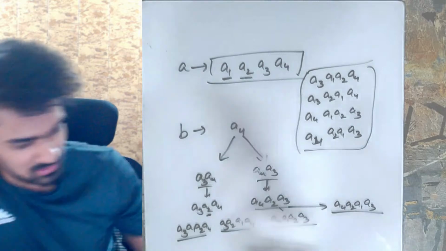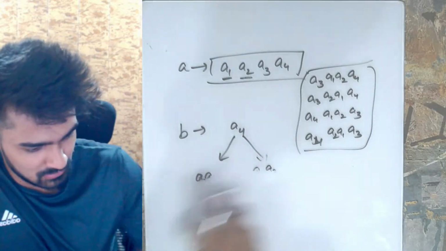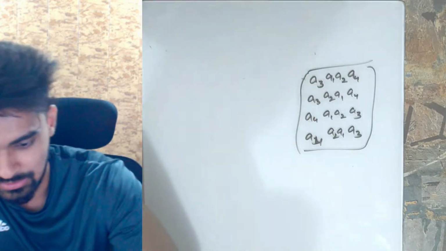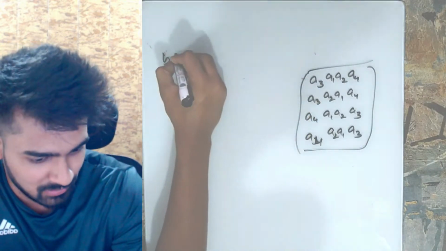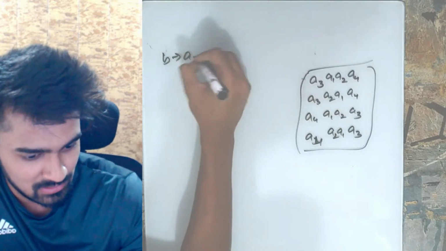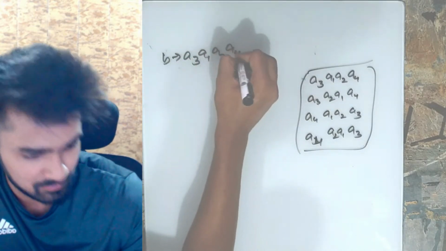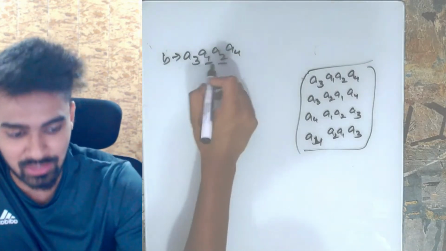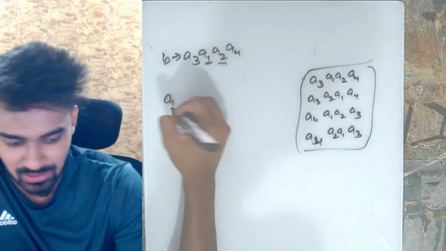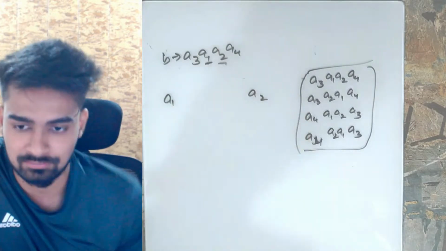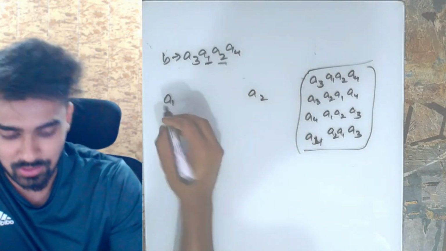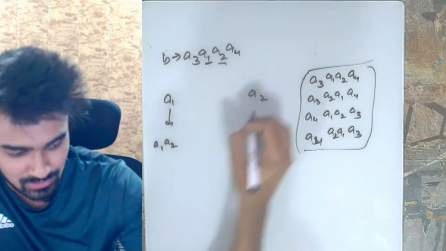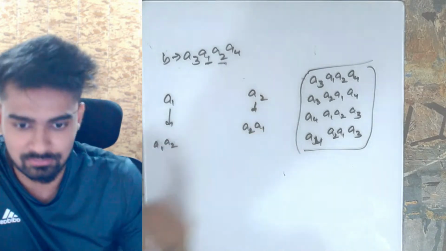Now, let's take any random B. Let's say we took the first one, A3, A1, A2, A4. Now we have to take the middle element of B. So we could either take A1 or A2. Let's say we took A1 here and A2 here. If we took A1, then the next element would be A2 only. So we get A1, A2. And this will get A2, A1.